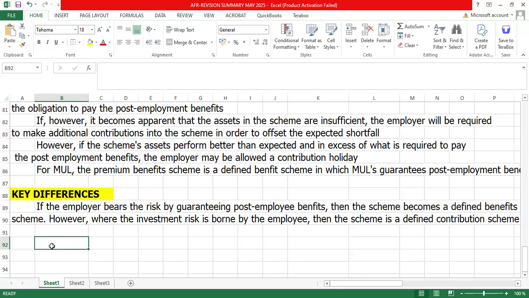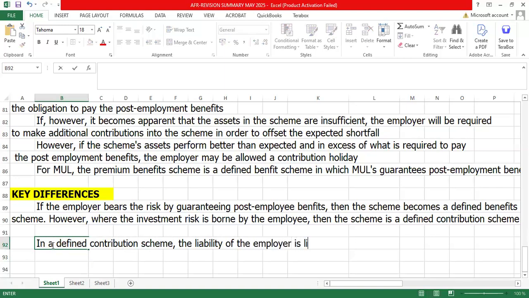Maybe if you want to add something, you may say that in a defined contribution scheme, the liability of the employer is limited to the employer's contribution to the scheme.